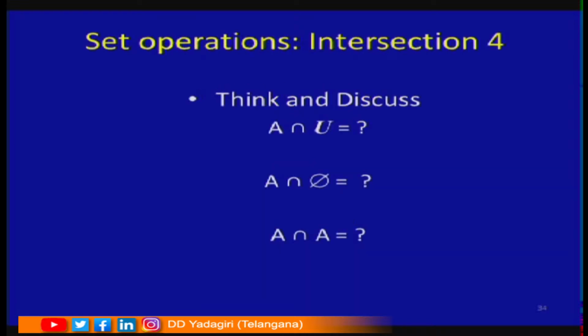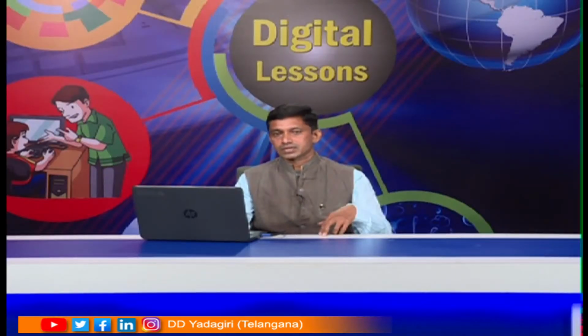And for set operations, again we will think about A intersection mu, A intersection phi the null set, and A intersection A. Then you can think and discuss, take one or two examples for each one, find out the result, then try to generalize your facts.